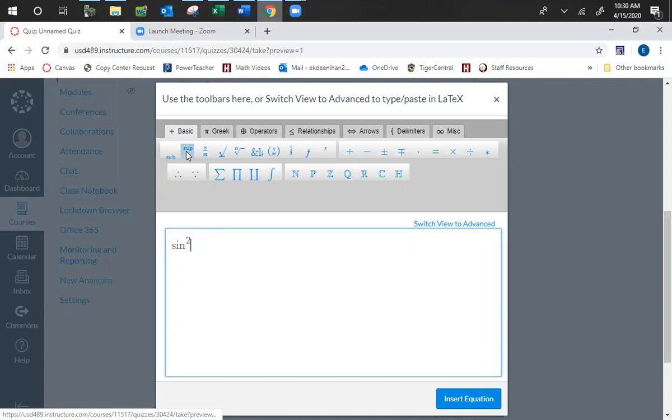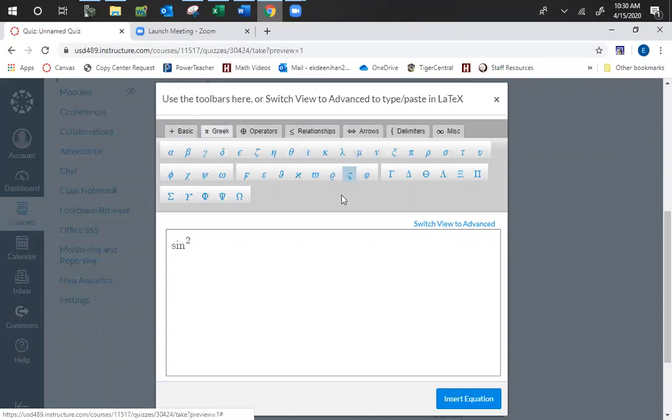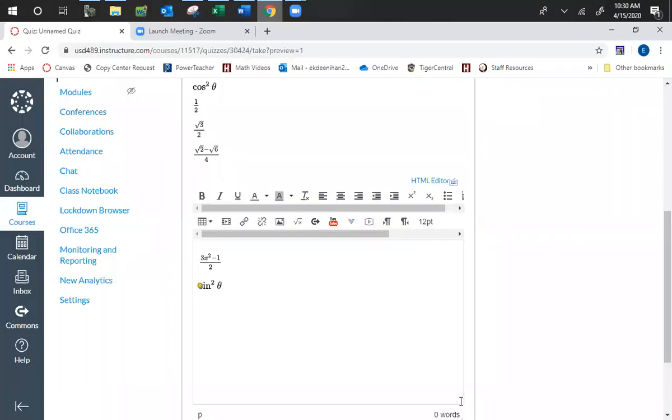A lot of times you can just use x here, but I want to show you where to find theta as well for those cases. Theta is a Greek letter, so over on your tabs up at the top, you hit that Greek, and then it's got all these different Greek letters. We just want theta right there. And then we're done, insert equation.